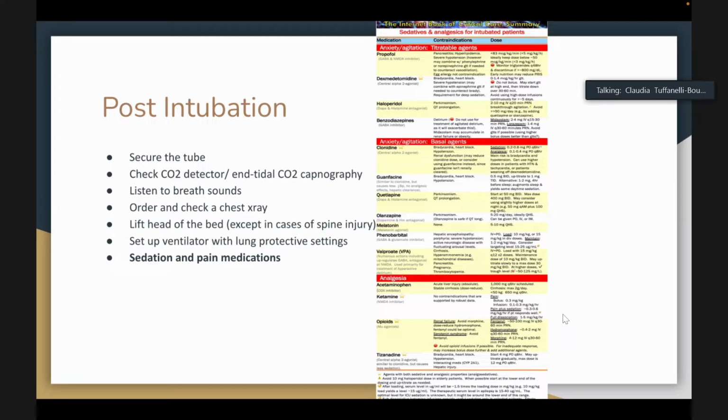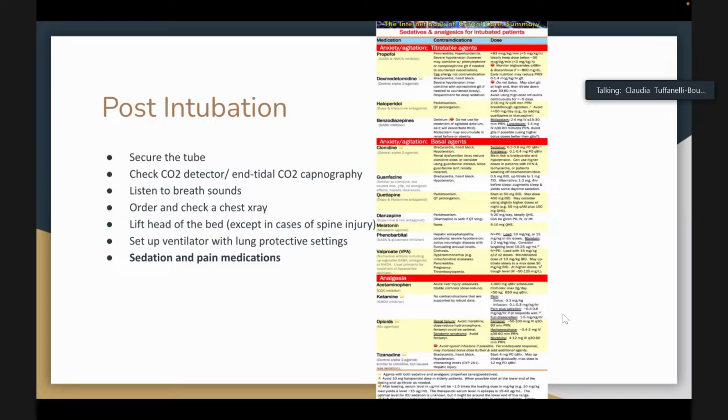The next most important thing would be sedation and pain medications. Having a tube in your mouth is not going to be pleasant for anybody, and you want to sedate them. It's going to help make things easier for you, for the staff, and usually helps the underlying process.